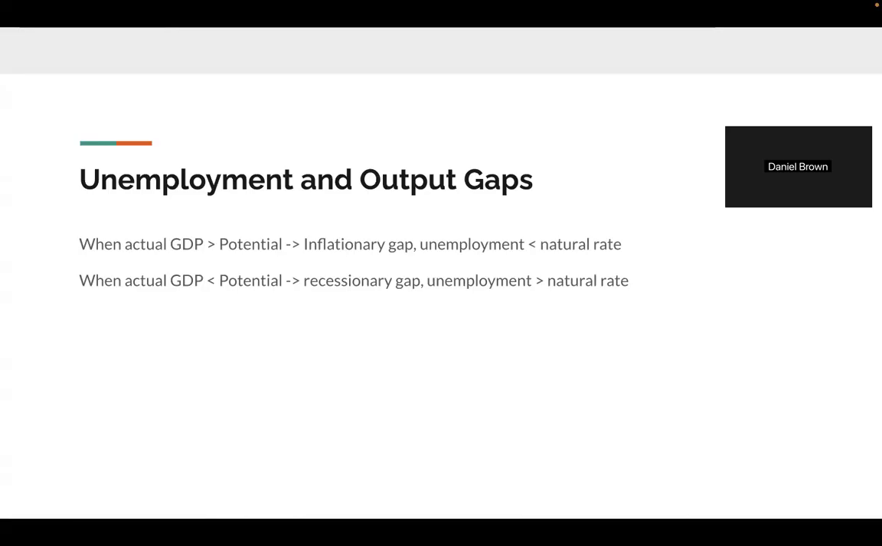Potential GDP represents the economy's full employment output level. The natural rate of unemployment directly connects to potential output. And when GDP moves away from potential GDP, we either get a recessionary gap or an inflationary gap. Understanding this relationship helps us see where the economy is in the cycle and what kind of policy might be needed. Thanks for watching.